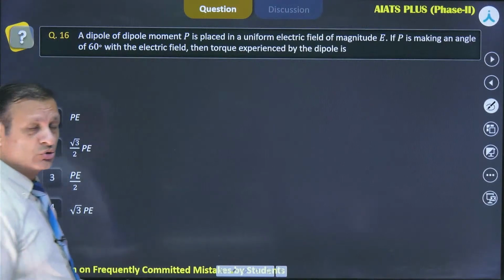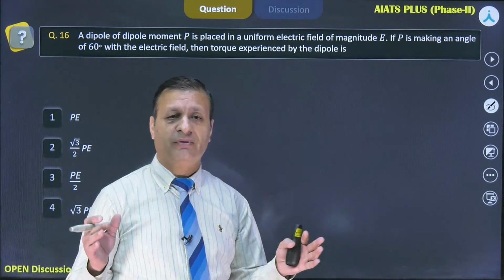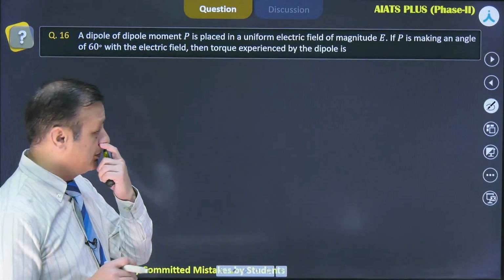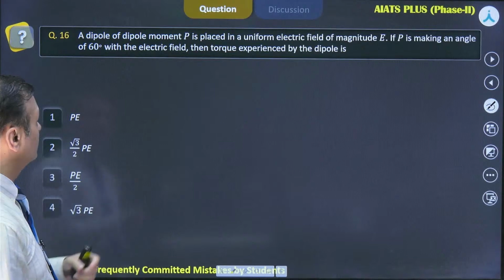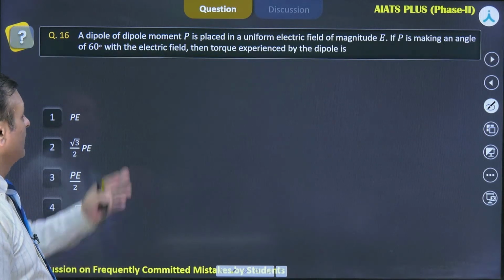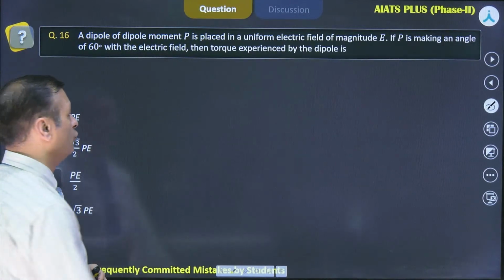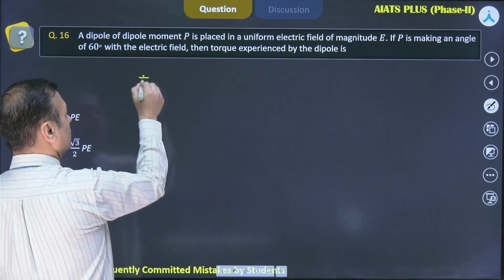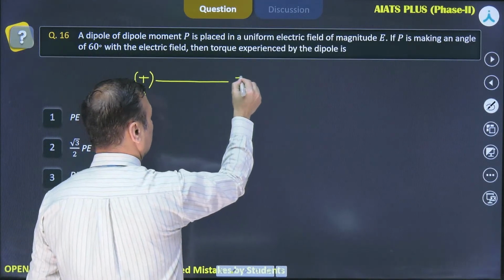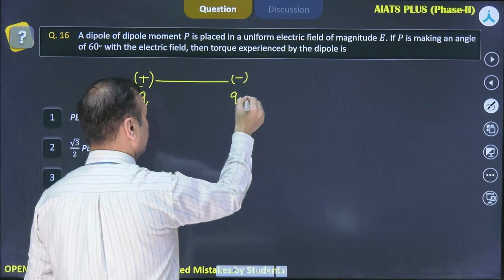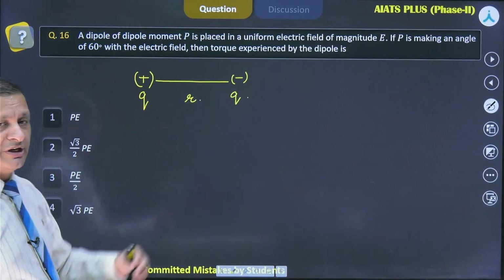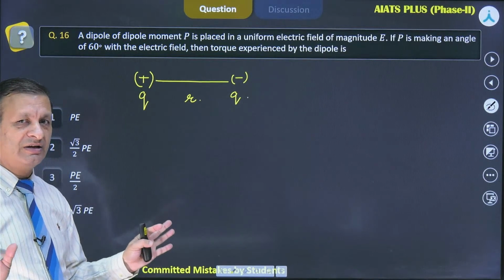Now, the next question is again from an interesting area, and this is again one of the important areas for your NEET part. It says a dipole of dipole moment P. Here we are talking about electric dipole. So we understand electric dipole is like a positive charge separated from an equivalent negative charge. They are separated by some separation R. So this arrangement is known as electric dipole.